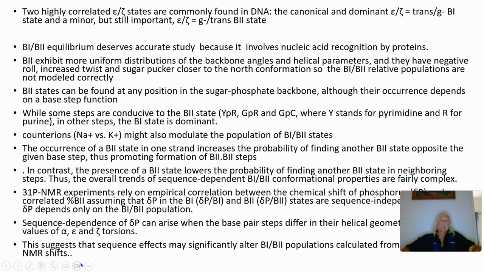Okay. So the occurrence of the B2 state in one strand increases the probability of finding another B2 state opposite that given base step, because you have two strands, right? That can promote a B2B2 step in terms of torsion angle conformation. Now, in contrast, the presence of a B2 state lowers the probability of finding another B2 state in neighboring steps.